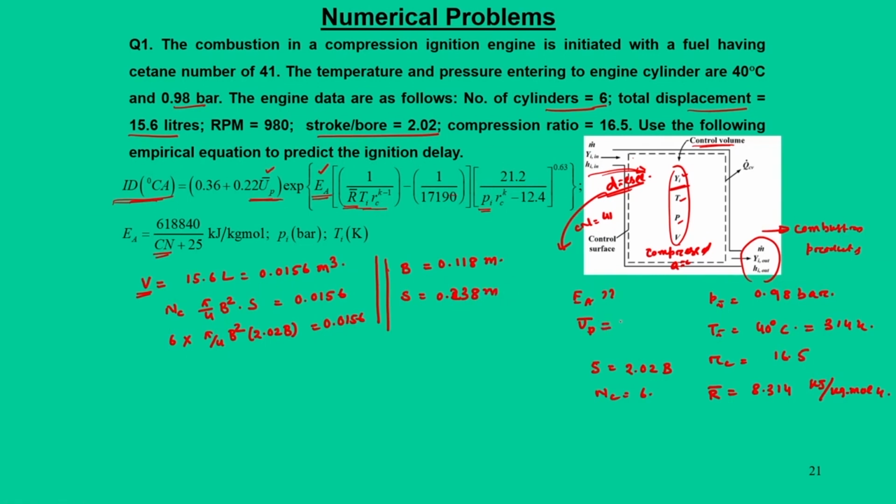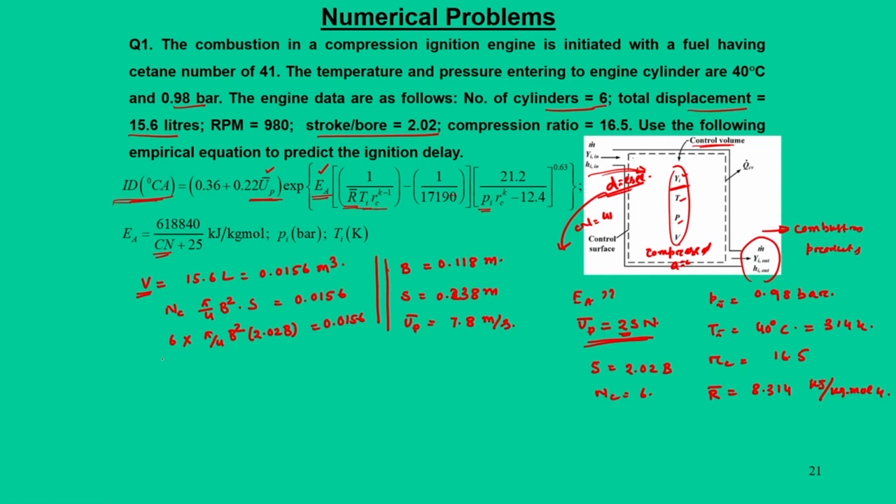Up bar is nothing but twice S into N. This is the average piston speed, and the factor two comes because it is a 4-stroke engine, that is 2 revolutions per power stroke. So 2 into S into N, and when you put in the values we get the Up bar value as 7.8 meter per second. So we are now able to find Up bar.